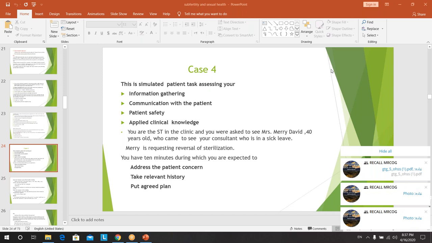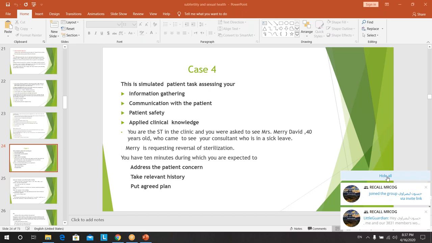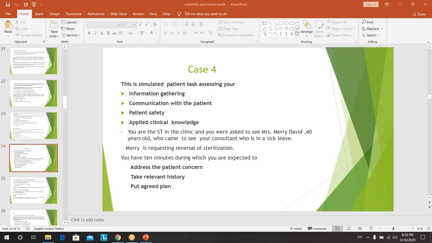The NHS can fund this surgery in some exceptional criteria. You may be one of these, but don't say yes, you are guaranteed. It will be considered a patient safety issue. If you tell her that you are 100% sure that the NHS will fund her surgery, and finally the patient doesn't get this funding, so be careful when you promise any patient anything for any procedure or any funding. If you are not sure, don't say yes, sure, no.